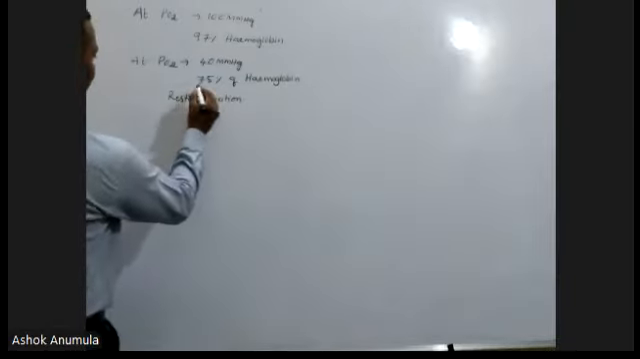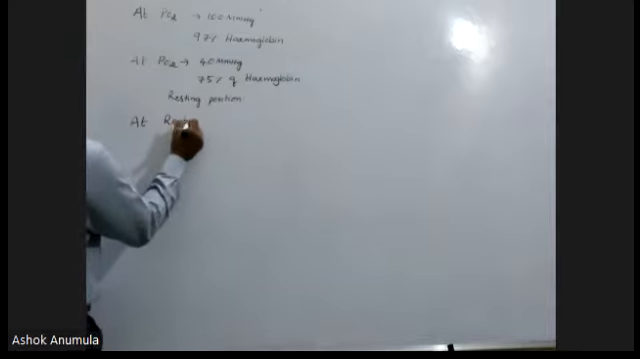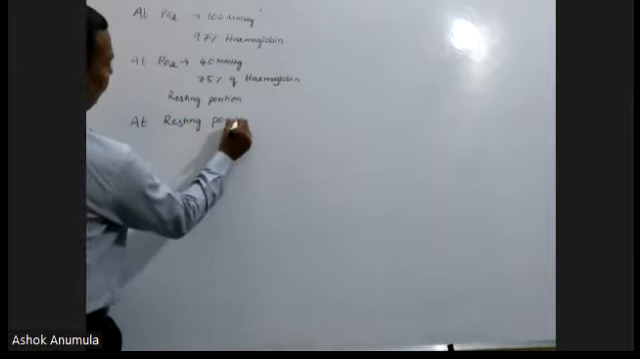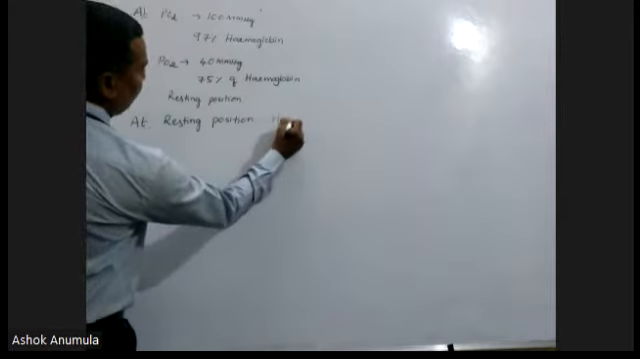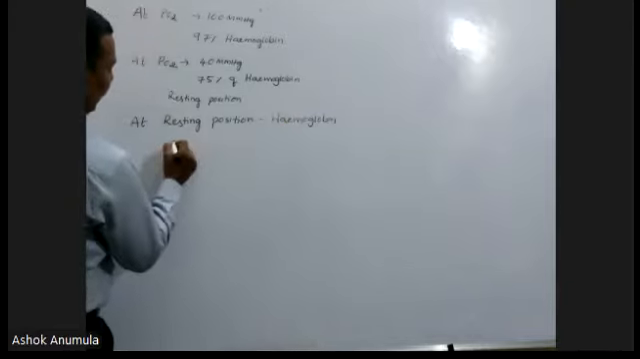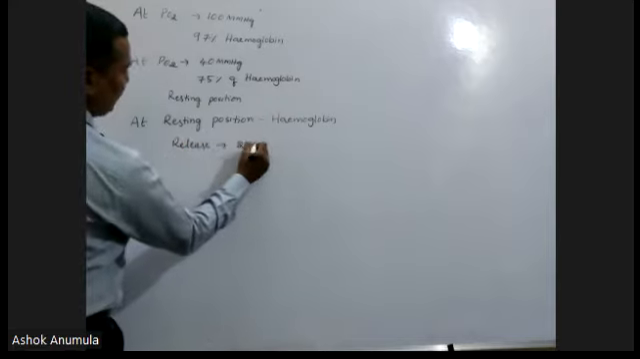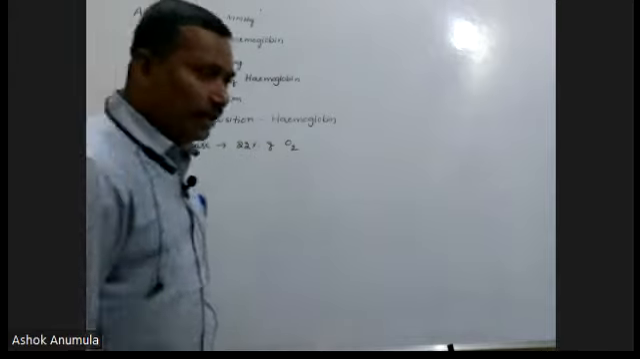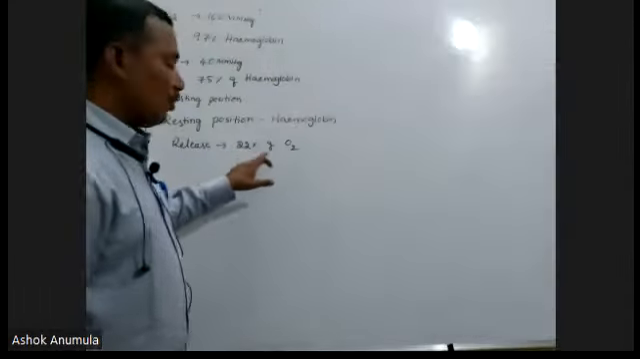At the resting position, hemoglobin releases only 22% of oxygen, 22% of O2. When we are in the resting position, the hemoglobin releases 22% of O2.